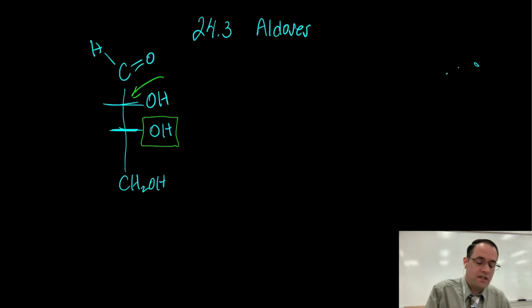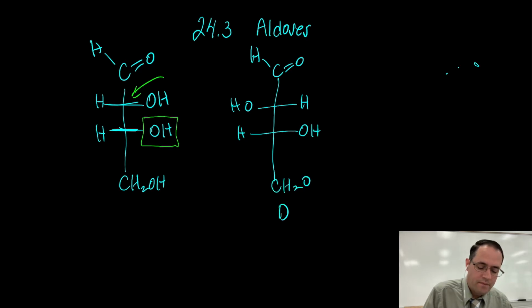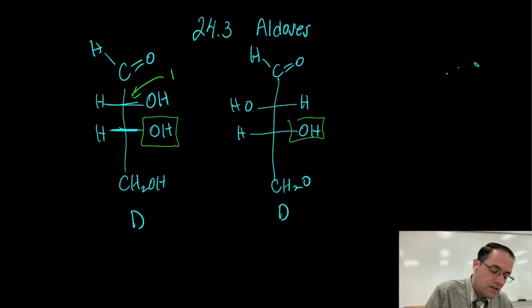But the other stereogenic centers could be in the R configuration, as shown here, or in the L configuration, which I will now draw, okay? So both of these are in the D configuration because this hydroxyl group here is to the right. The arrow on the left is pointing to the R configuration here, and the arrow on the right is pointing to the S configuration here.